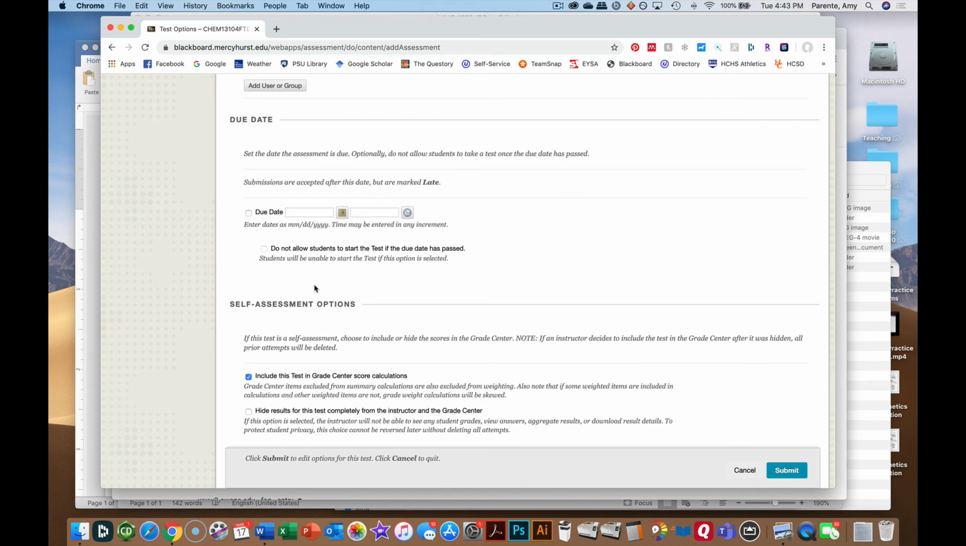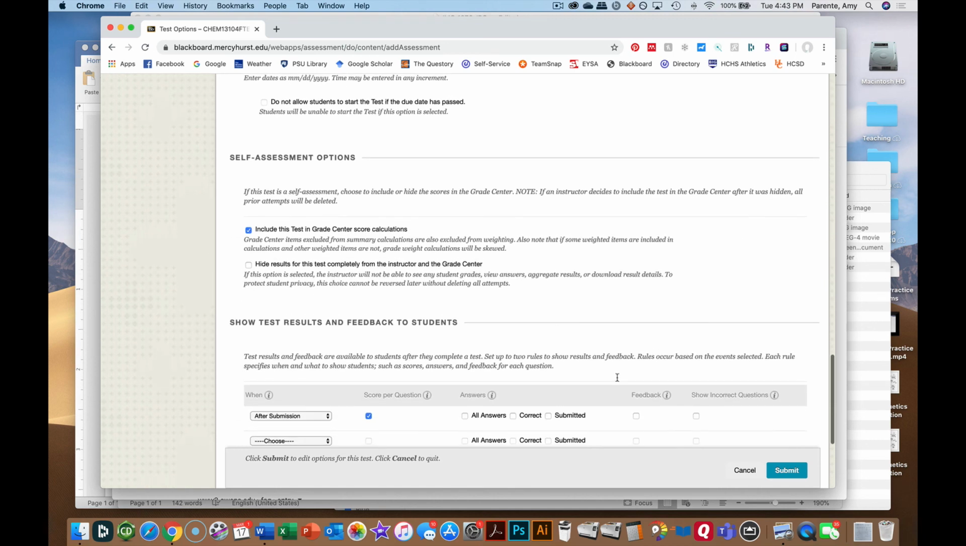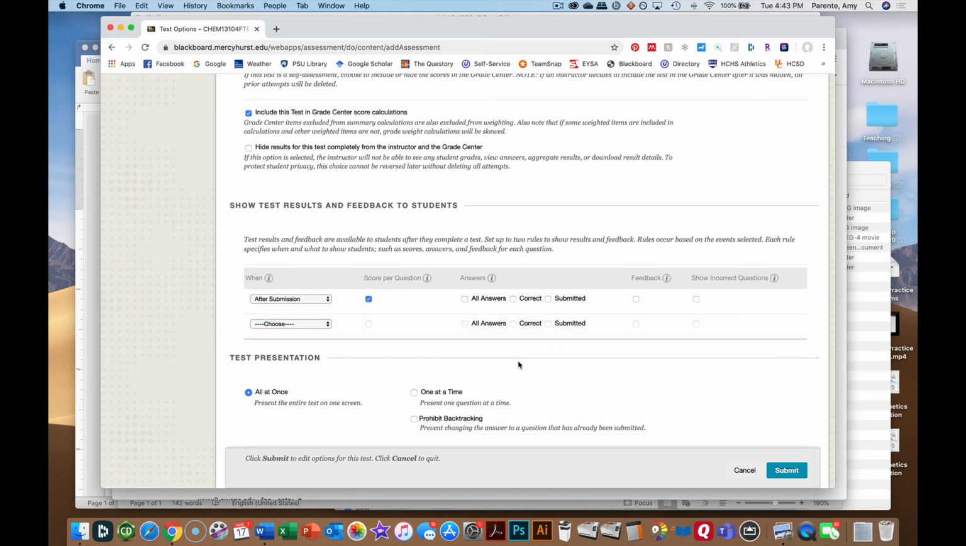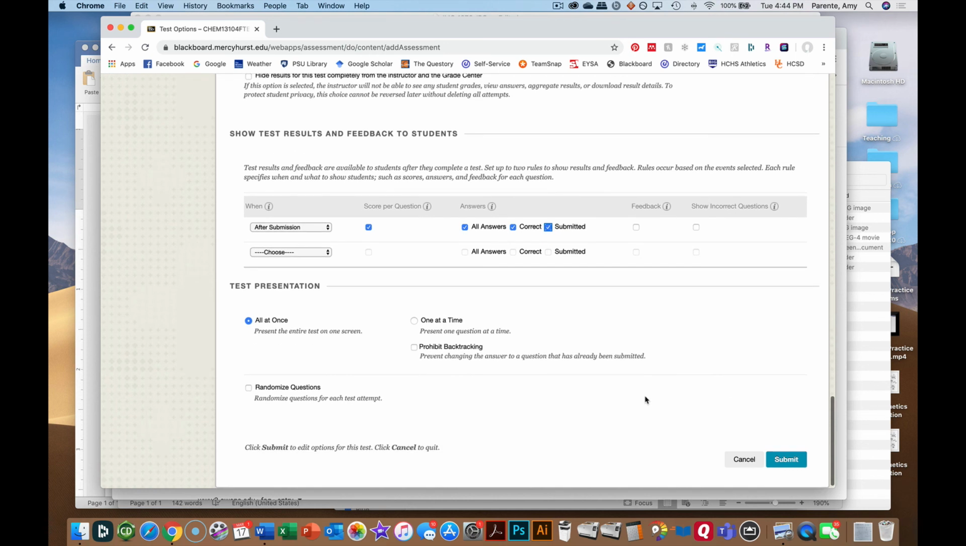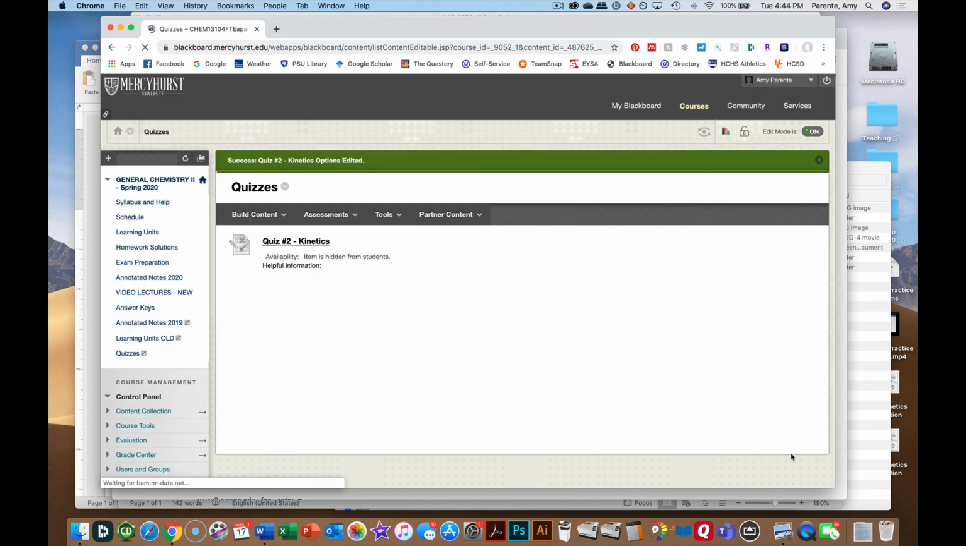At this point, I'm not going to set a due date. I do want the test to be included in the Grade Center calculation. And again, they'll be able to take this until they pass it, and then they will get their 25 points. Let's see, show results and feedback to students after they're submitted. We're going to let them see all the answers as well as any correct or submitted. And again, because they're going to see different flavors of this, they'll be able to keep retaking it until they get it right. And so then we're going to say submit.